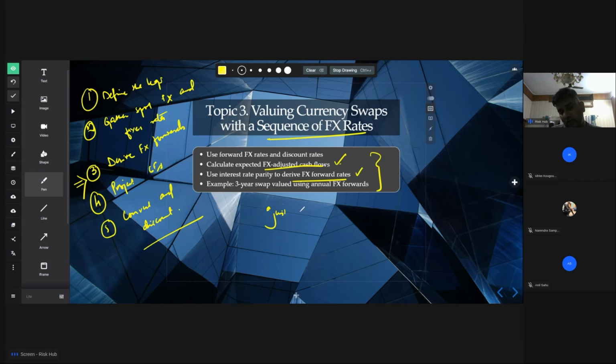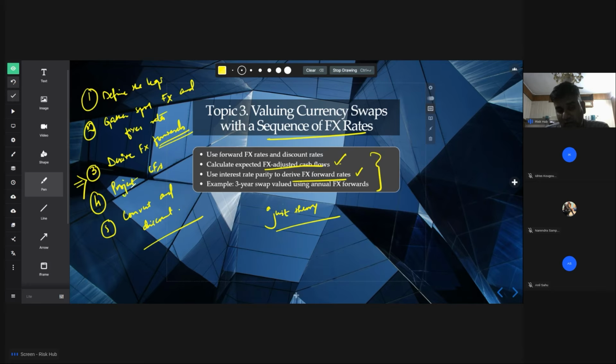Basically, at the end of valuation of your swaps, they want to tell you that you don't have to follow one single path. You can follow a different path also. You can gather your spot FX and fixed rates, and you can use them to derive your FX forward, your foreign currency forwards. Till now you were using spots. What they're telling you is you can derive FX forward, you can project your cash flows, and you can convert and discount and find the value.